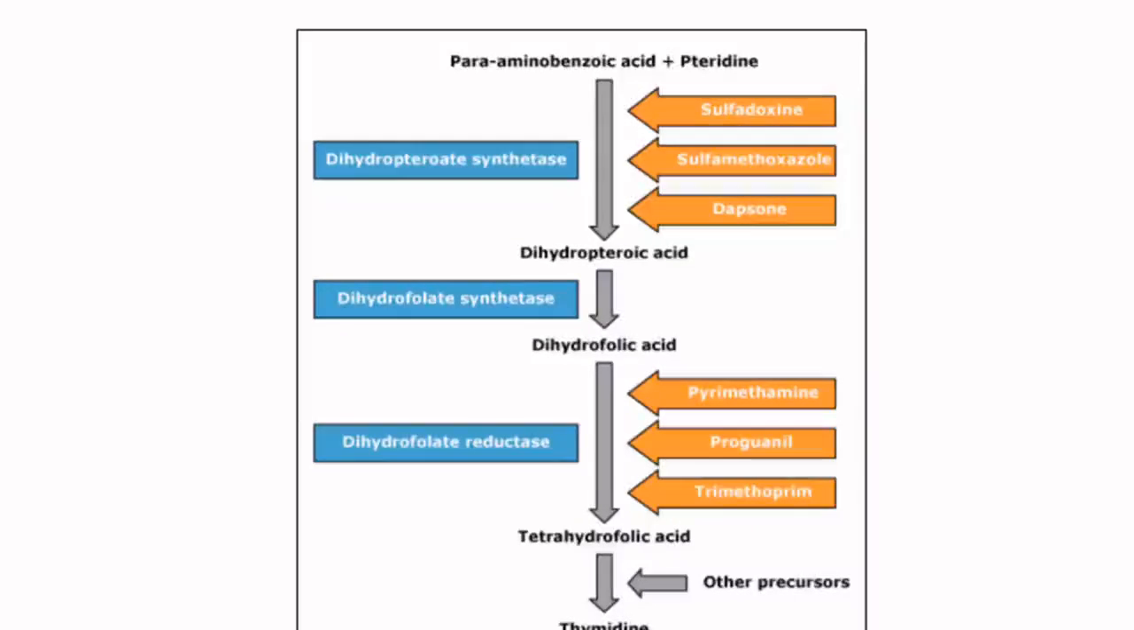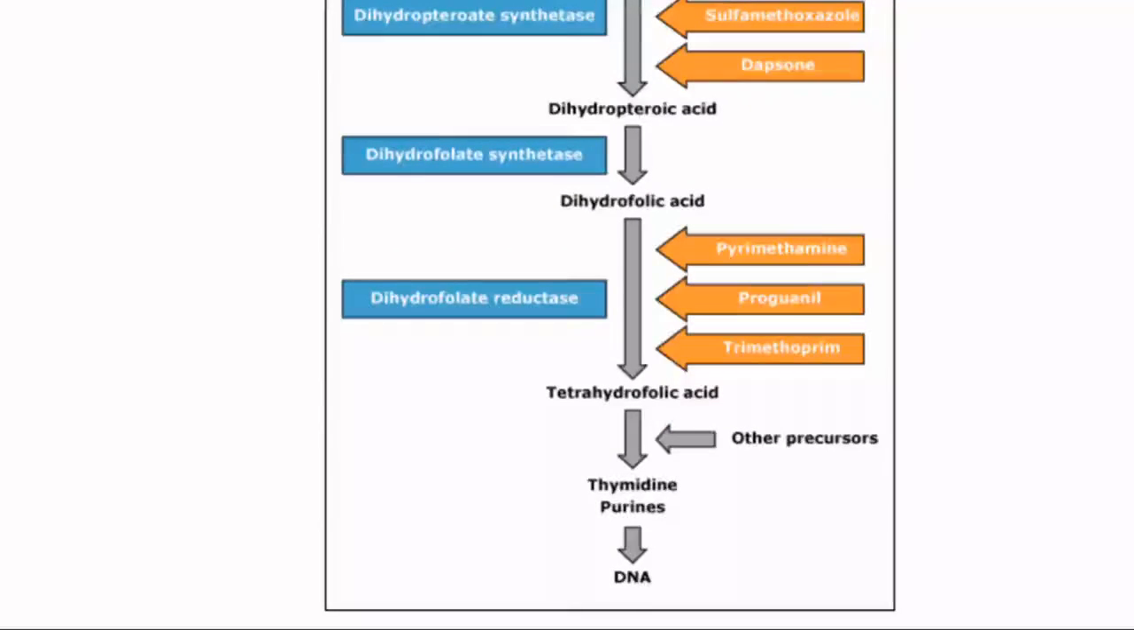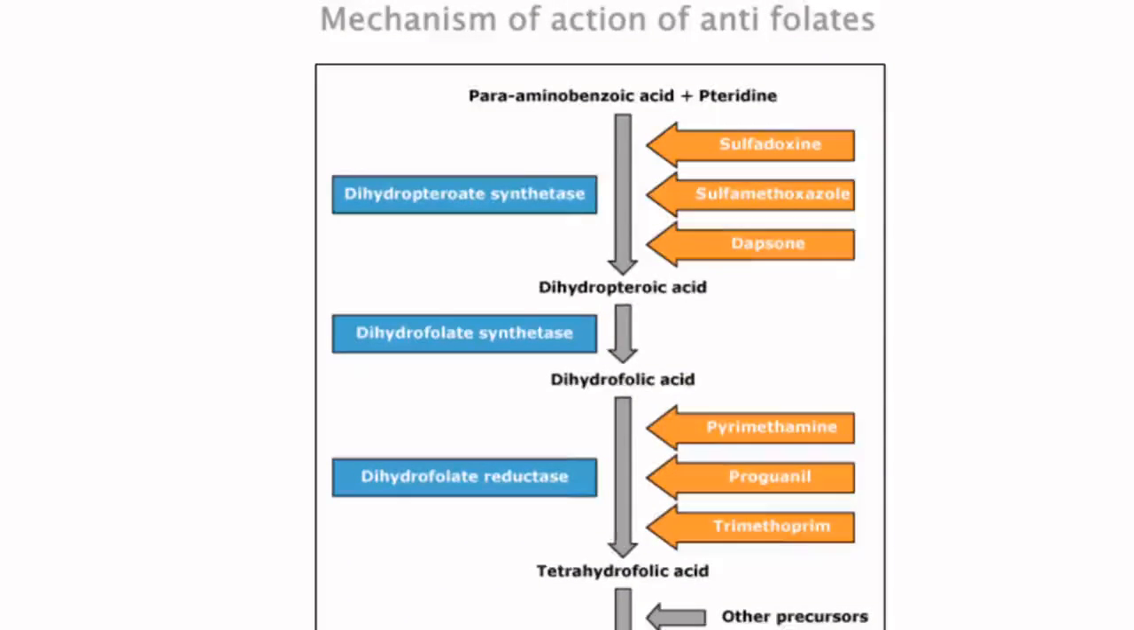Dihydrofolate reductase makes tetrahydrofolic acid and other precursors like thymidine and purine, and then this forms DNA.